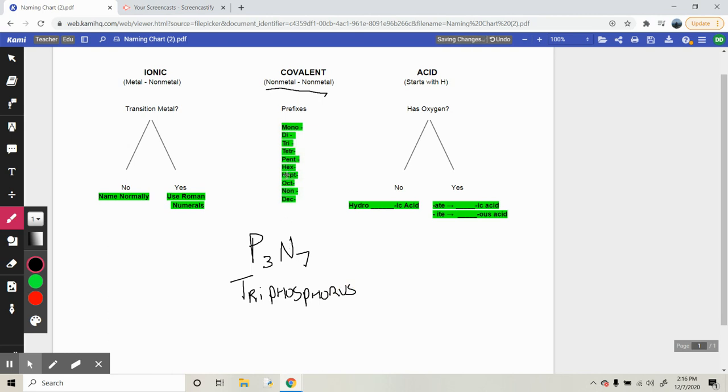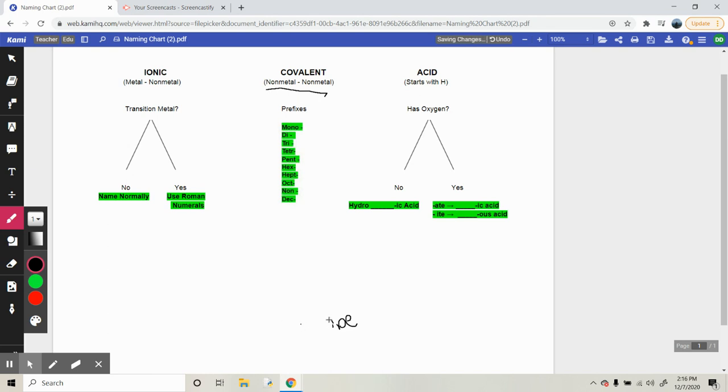7 nitrogens means we'll have hepta. Remember, nitrogen becomes nitride. Keep the prefix, add "ide" to the end. Triphosphorus heptanitride. Put a vowel in there to make it sound a lot smoother. Let's go to our next one.